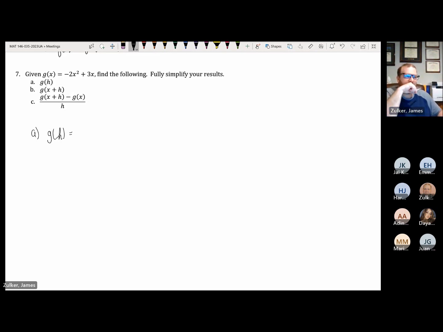Right? G of h. Well, remember what we're going to do. G is a function in this case, right? So we look at the definition of G. Everywhere there's an x, we're going to put an h. That would be negative 2h squared plus 3h.